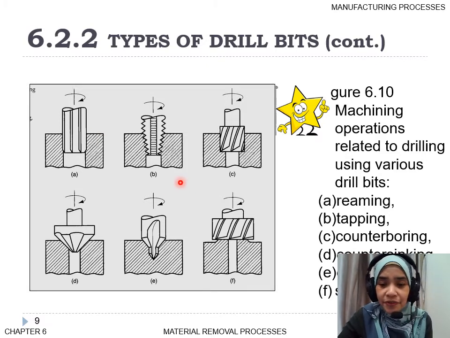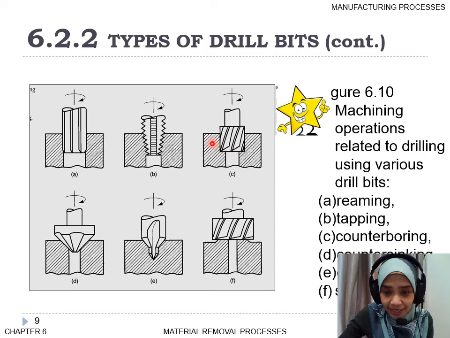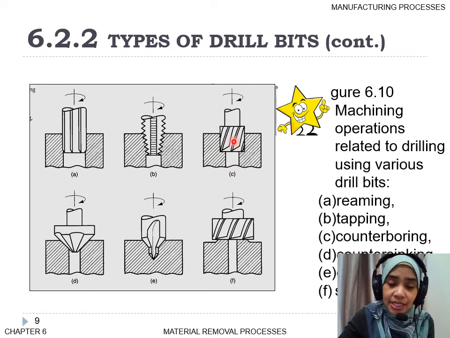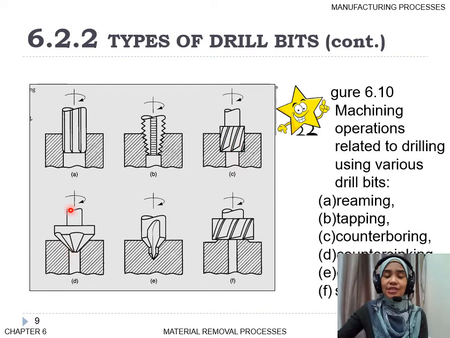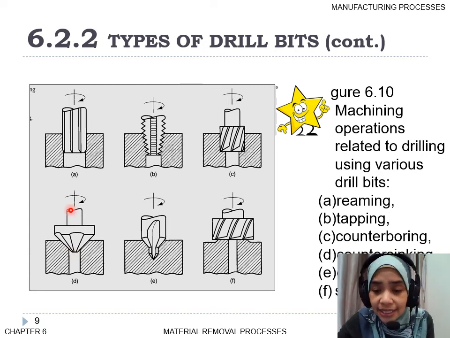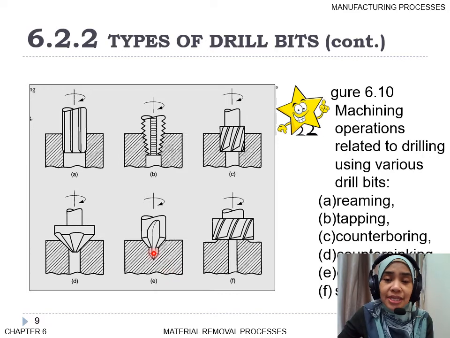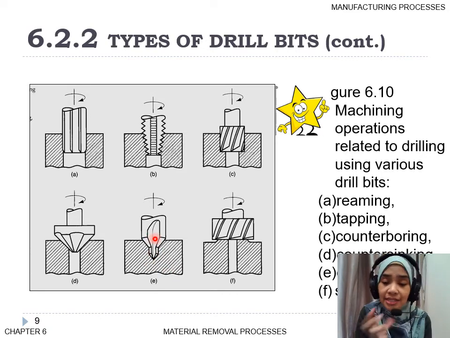This one for the tapping, so kita nak create thread. Counterbore so that kita boleh letak bolt nanti supaya bolt dia tertanam dekat dalam, tak timbul. Countersink is equal to the counterbore, cuma bezanya dalam bentuk cone. So kalau screw tu kan dia duduk dalam properly. And then center drill ni so that kita boleh tanda marking supaya lepas ni next kita nak drill the hole tu dah tak lari lah hole tu.